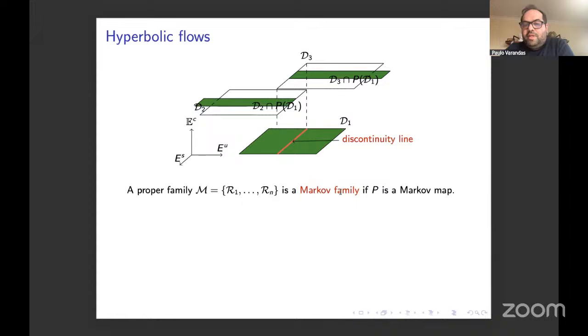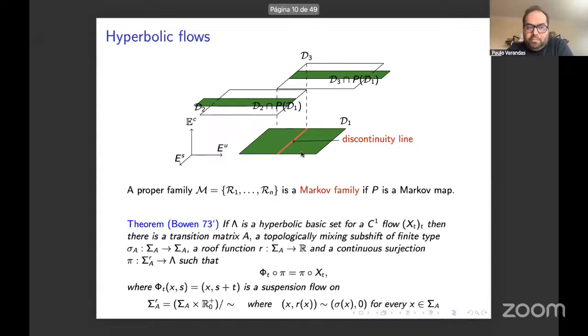And a proper family is Markov if the Poincaré map is a Markov map. So it means that every time, in the stable direction, sets are mapped inside the stable boundary, and then in the unstable direction you have some covering property. And in '73, Bowen proved this nice result that a hyperbolic basic set for a C1 flow is semi-conjugate to a suspension flow over a topologically mixing shift of finite type.